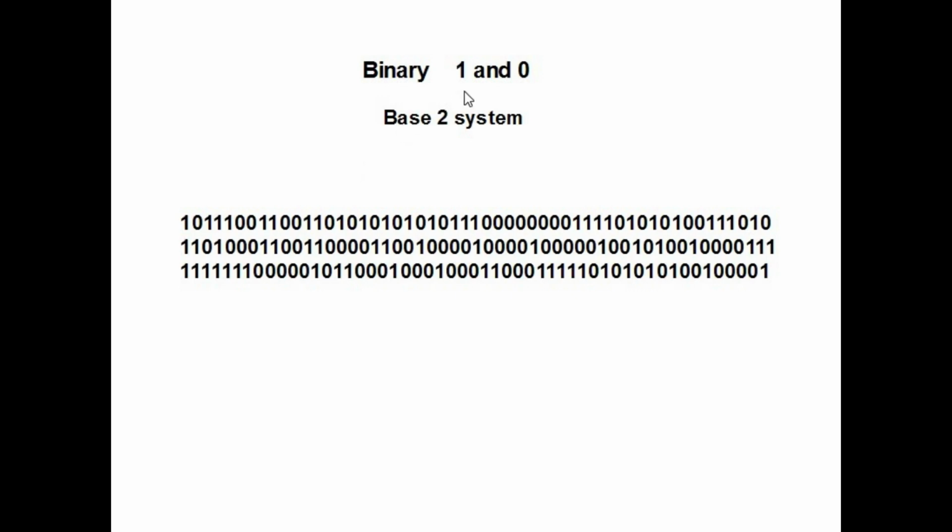Binary is base 2 because it has two digits, a 1 and a 0, and this system is preferred over other systems because of its simplicity and because binary can be easily implemented when it comes to digital circuitry. Now we'll learn more about binary a bit later, but first let's take a look at a system that we're more familiar with, which is the base 10 number system.